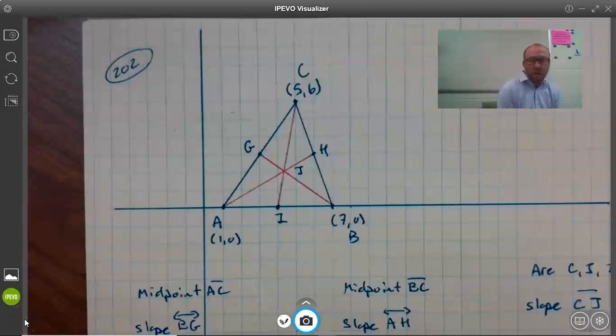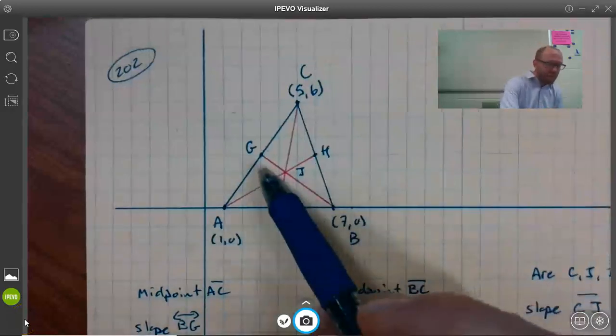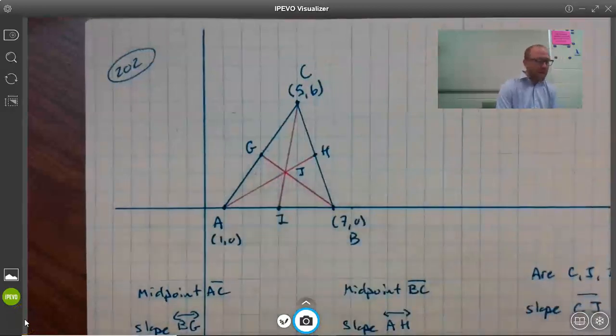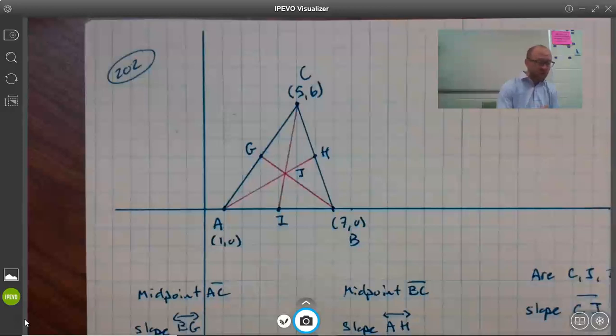All right, next we're going to look at what are called the medians of a triangle. A median is a segment that stretches from one vertex to the midpoint of the opposite side. And the three medians of a triangle all meet at a single point called the centroid.